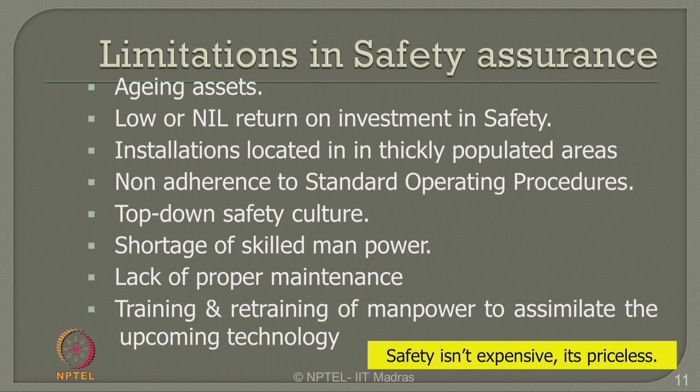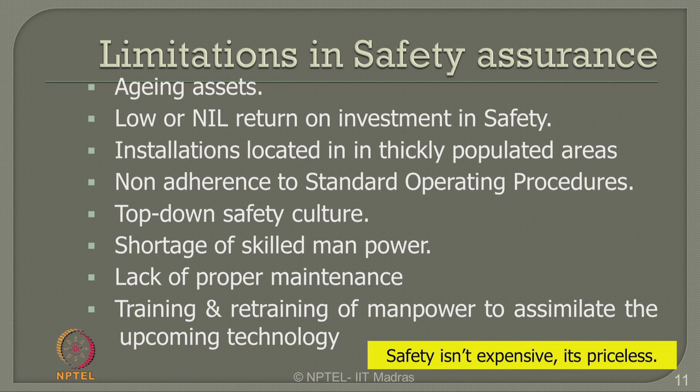Installations located in thickly populated areas cause a lot of worries. Non-adherence to standard operating procedures is another issue, because many are attempting new technologies and complex machinery involved in oil and gas production and processing. The top down safety culture is one which is highly missing, which is now improving, and that is good news. However, this was found missing in many of the leading oil and gas industries.